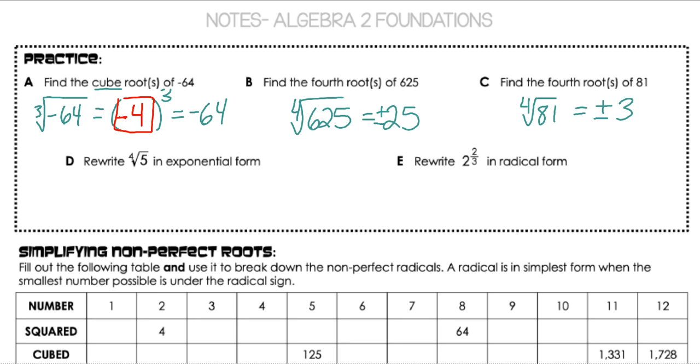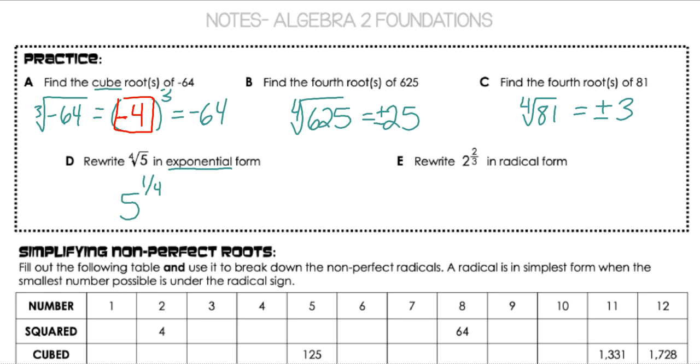All right, for D, it says rewrite the fourth root of 5 in exponential form. So it's asking us to rewrite this with an exponent that's a fraction. So I have 5 as my base, and then my power, or my exponent, is 1, since it's not written there, and my root is 4, so it'd be 5 to the 1/4 power.